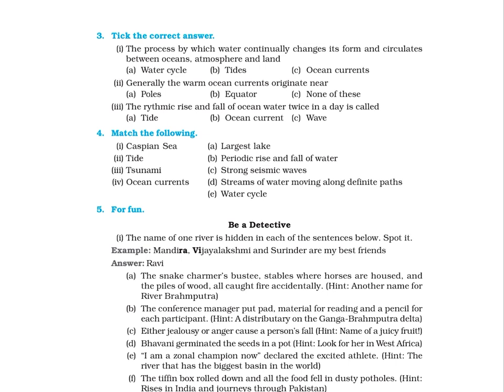4. Match the following. 1. Caspian Sea. 2. Tide. 3. Tsunami. 4. Ocean currents. Your choices are A. Largest lake. B. Periodic rise and fall of water. C. Strong seismic waves. D. Streams of water moving along definite paths. E. Water cycle.